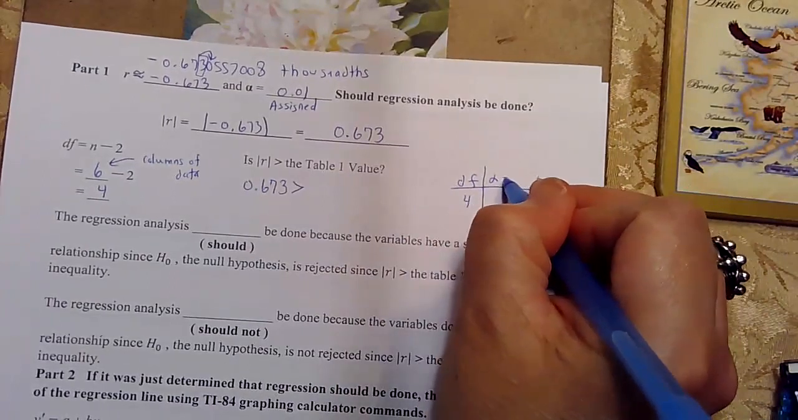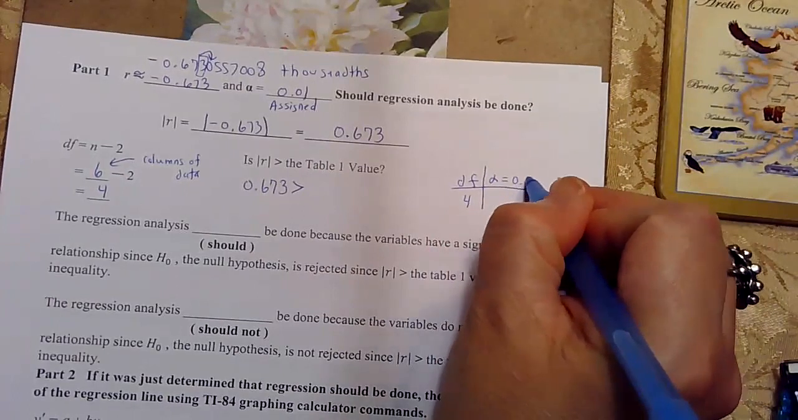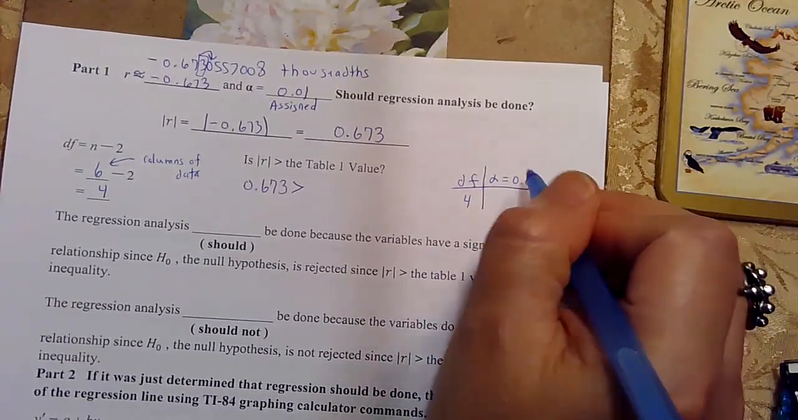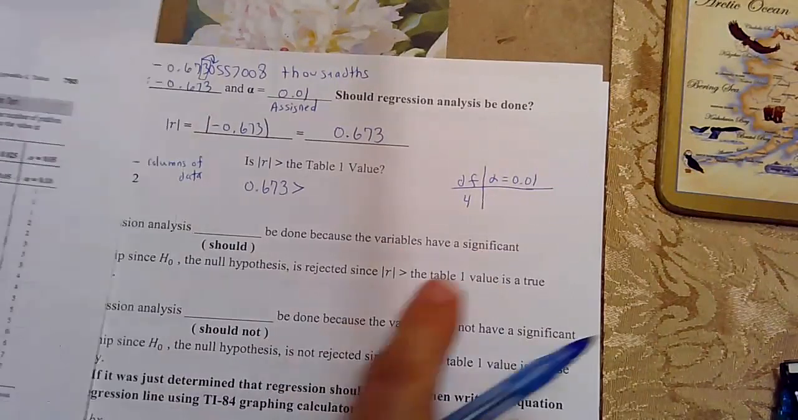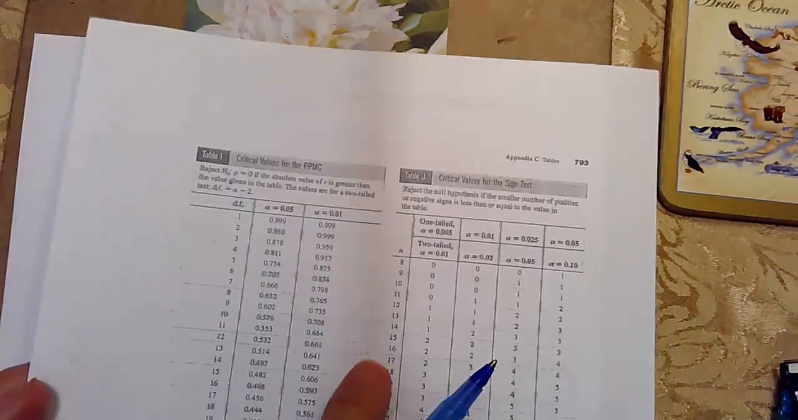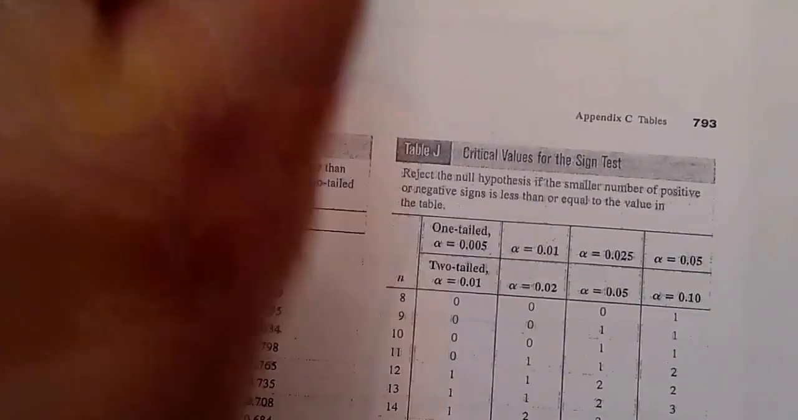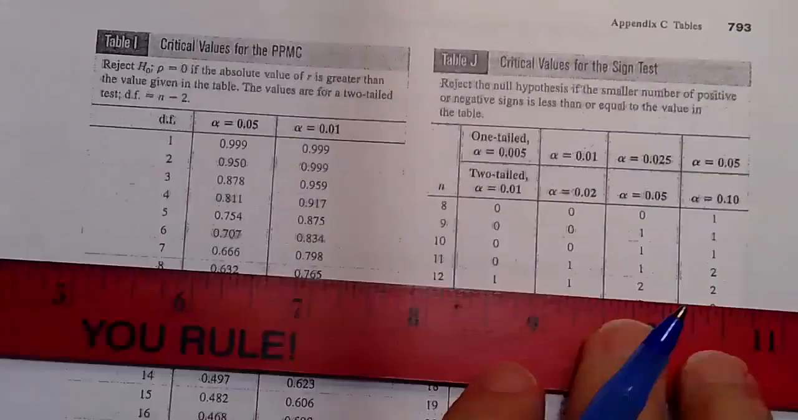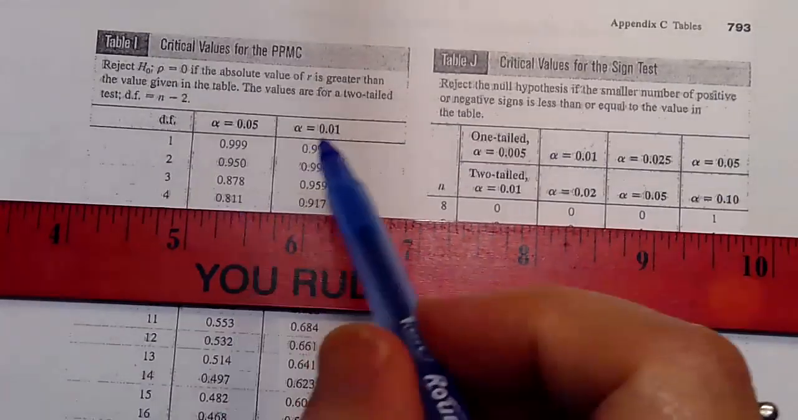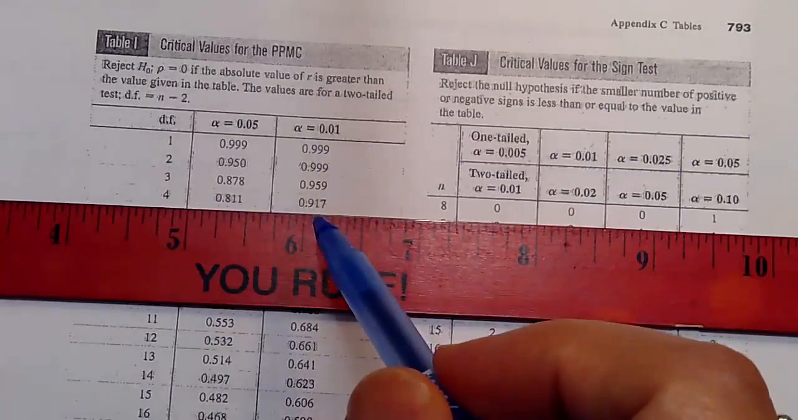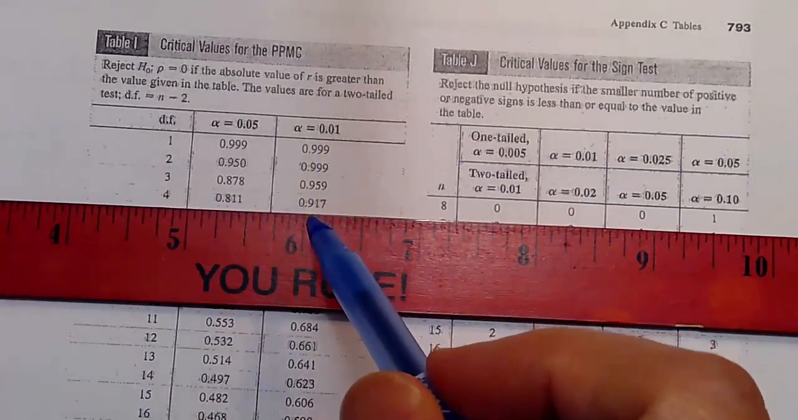And on the alpha, they didn't give you which alpha. So I just made it. I made 2 different ones, so you could use both of them. I made this one 0.01. So 4, and here we go, was 0.01. So it looks like it's 0.917.